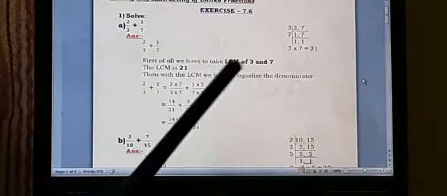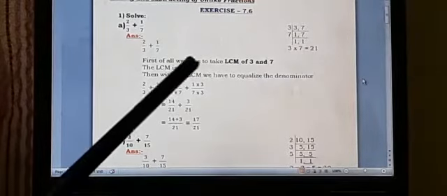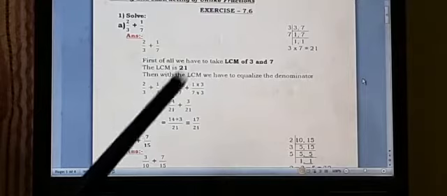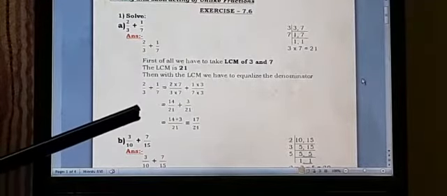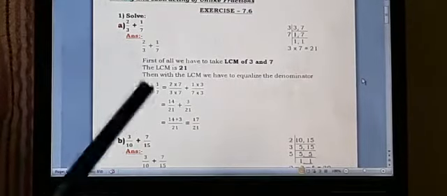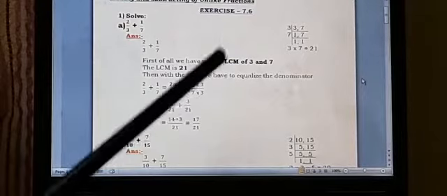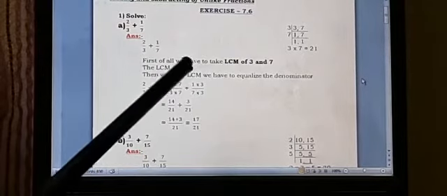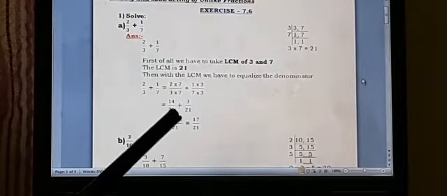So for 3 and 7 we have to take the LCM. Here I have done the LCM. So the LCM of 3 and 7 is 21. With the LCM we have to equalize the denominator. So here 3 is there. With the 3, multiplying by 7 we will get 21. The same 7 we have to multiply with the numerator also. So we will get 14 by 21.